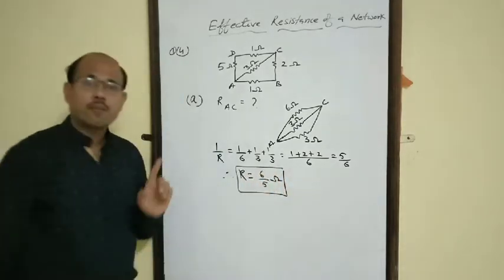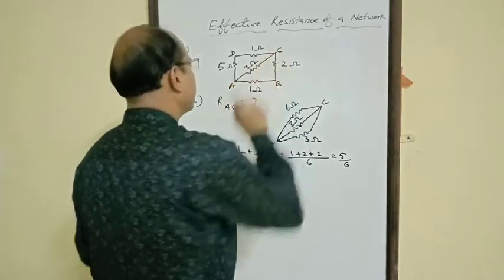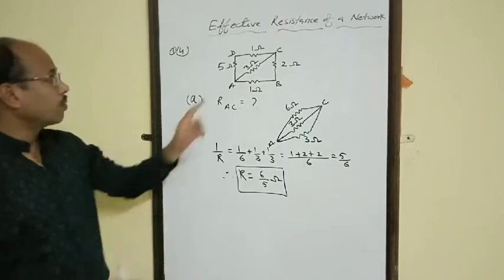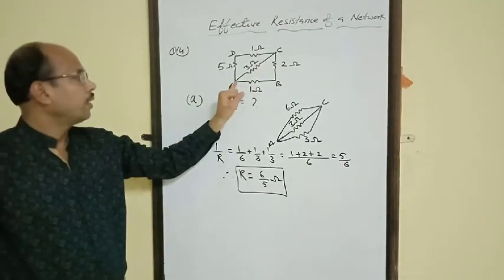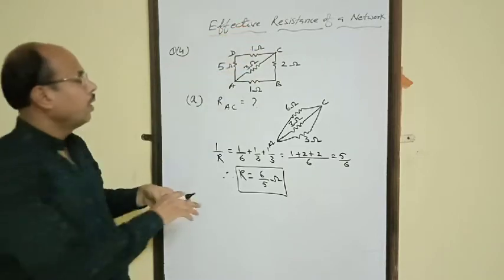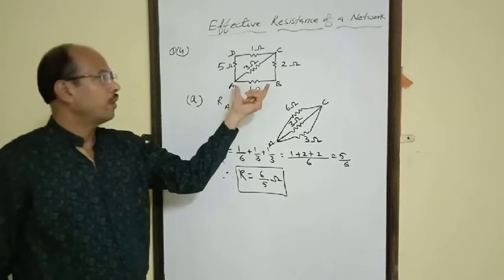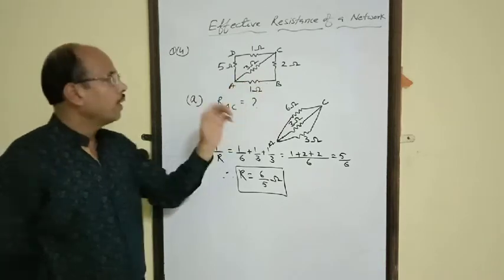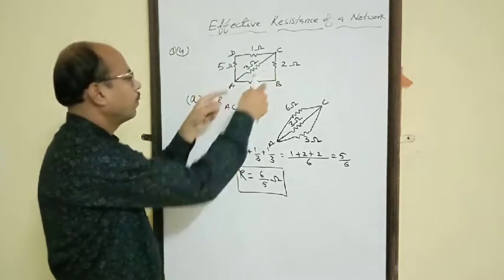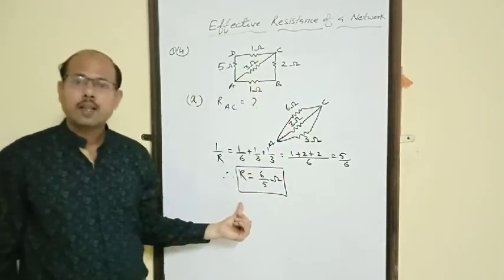This is the effective resistance, but between which two terminals? A and C. So this is the concept of terminal points. Here, if we have to find the effective resistance between A and C, we have to concentrate on A and C. If we have to find the effective resistance between A and B, then the whole concentration should be between A and B, and we have to reduce the whole circuit between A and B.